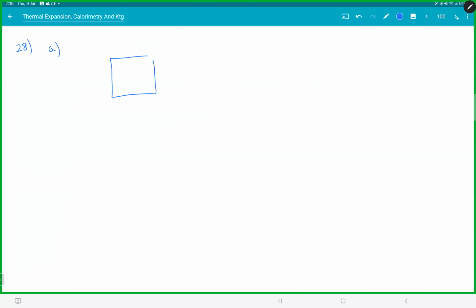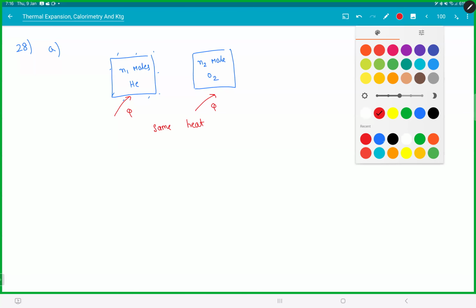Let's say we have 2 containers. We have N1 moles of helium, N2 moles of oxygen. You gave them the same heat. Both the containers, you have given them the same amount of energy.